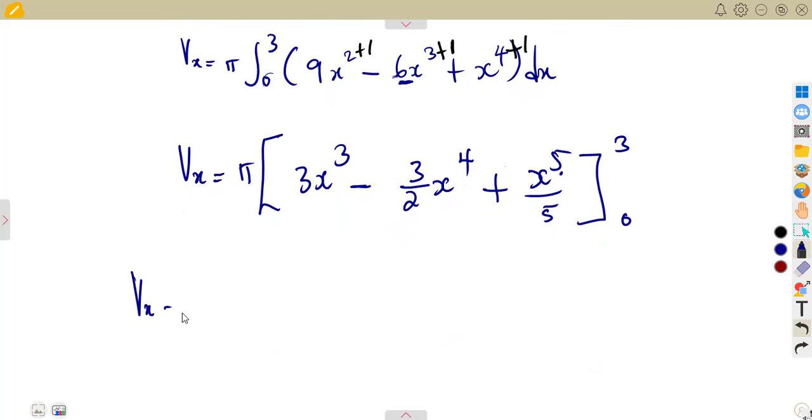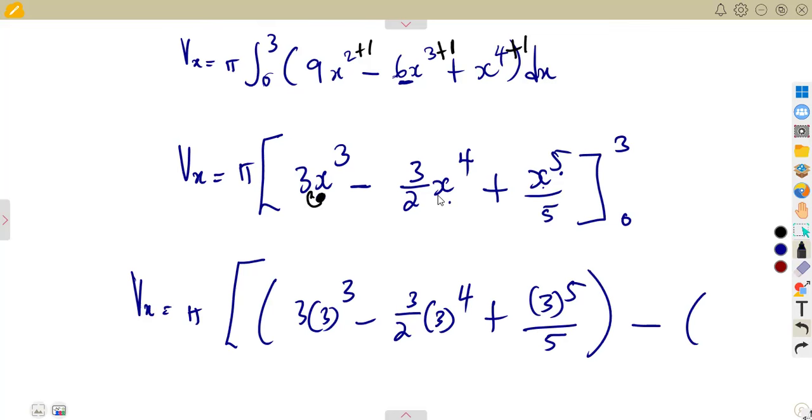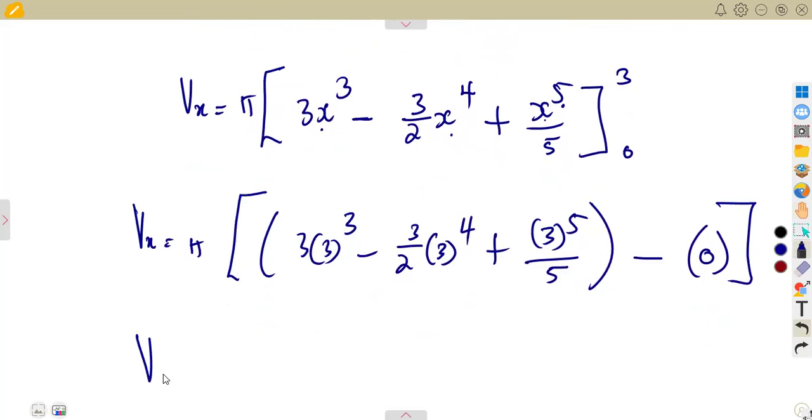So the volume with respect to x is going to be pi, for the upper limit, which is 3. Wherever there is an x, we're going to put 3, minus 3 over 2. Wherever there is x there, we're going to have 3, plus wherever there is x, we're going to have a 3. All right, so this is for the upper limit minus the lower limit. By just looking, guys, that's a 0 there times a 0. That's a 0 there. So meaning to say there is actually nothing that we have here. That's just a 0 there. So that's it. We are going to have our volume.